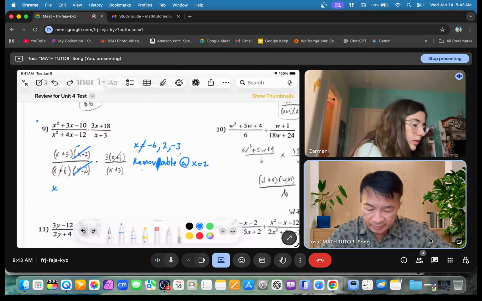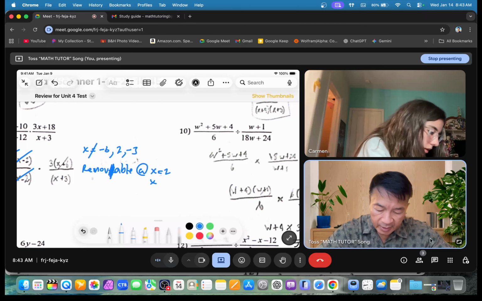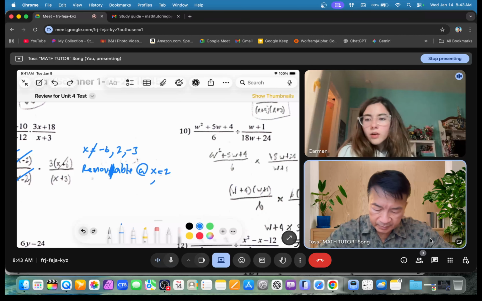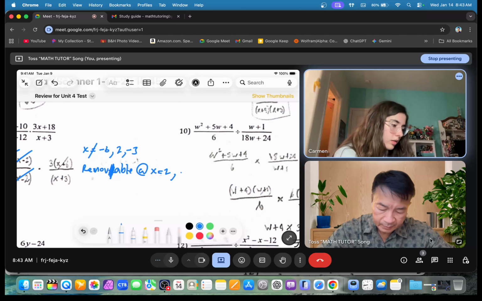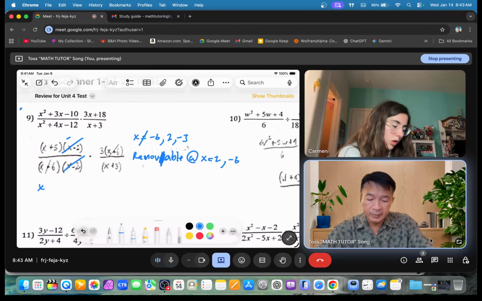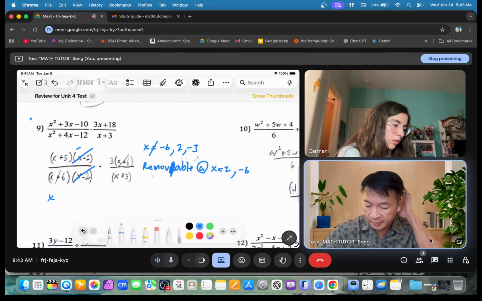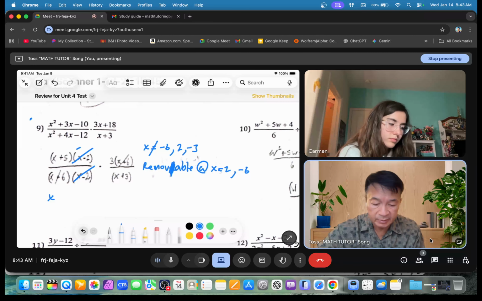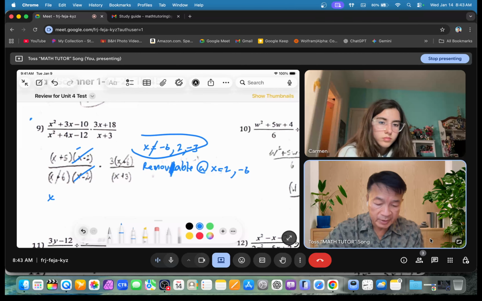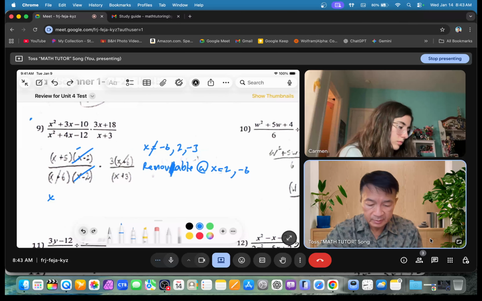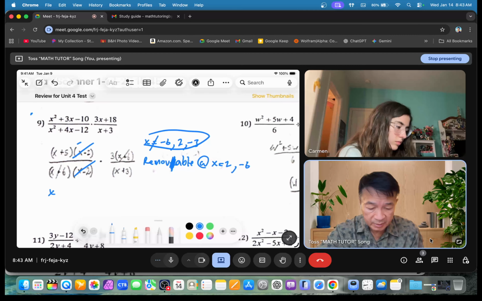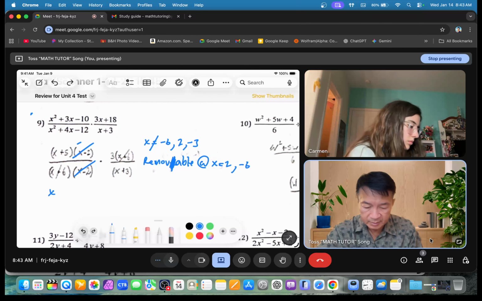Yeah, because you cancel out the x's. If you cancel it out at all, then it becomes removable. If you don't cancel anything out, you don't write removable. But you still have to write the restriction. Restriction can contain the removable points also. Is that okay? Yes.